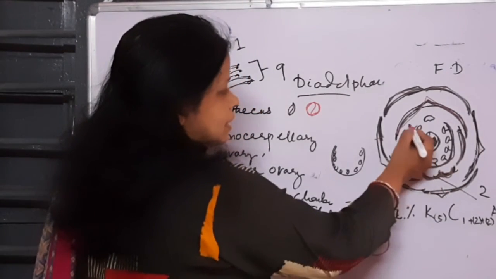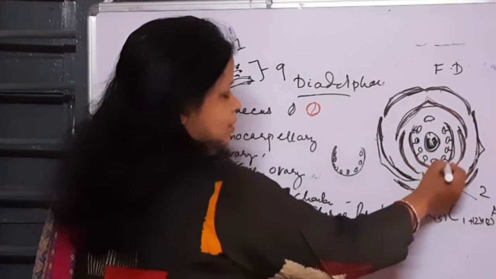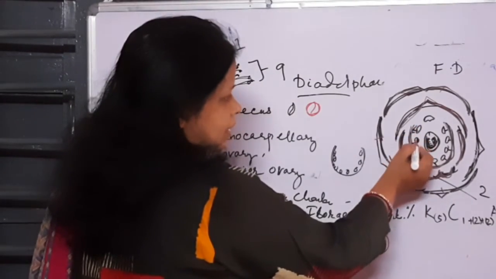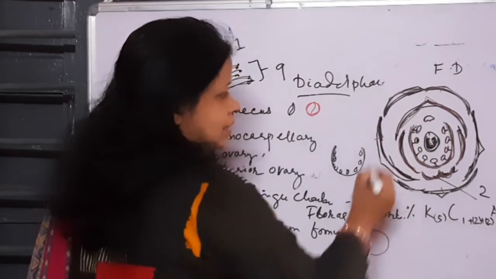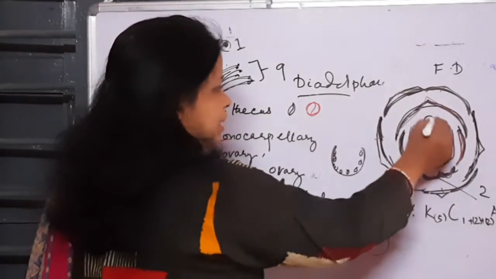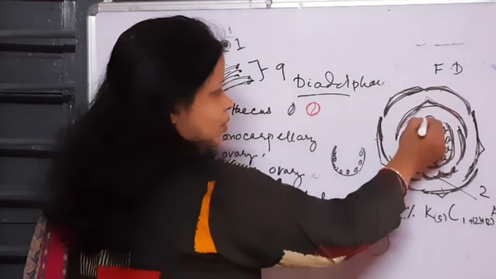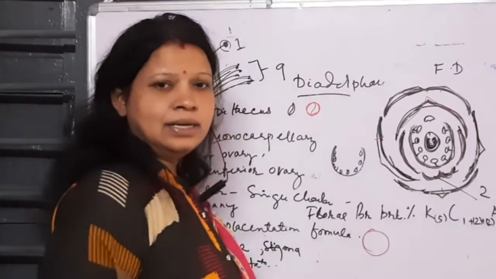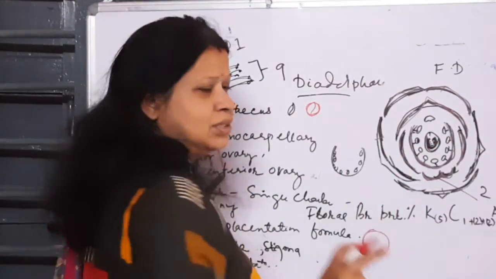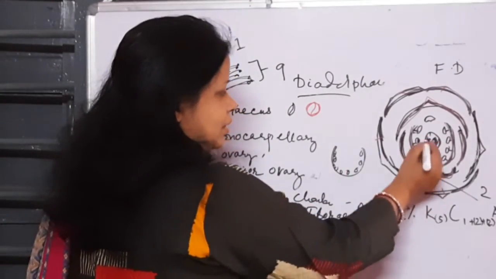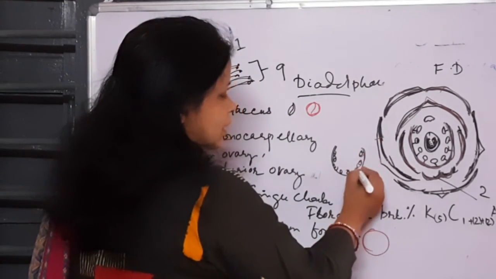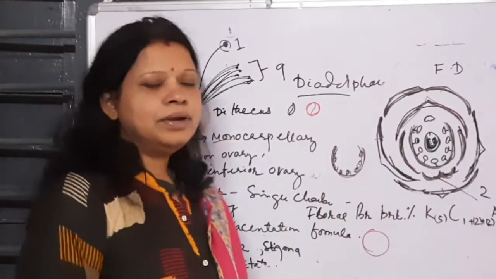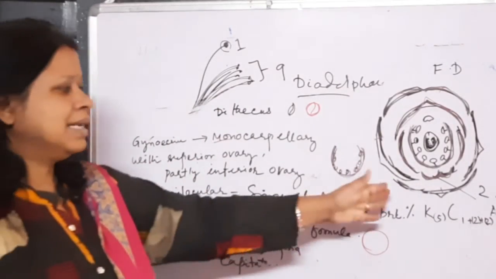Then inner to this is the ring of stamens. So 9 stamens are present in a single bundle, arranged in a single ring, and this is the 10th stamen. So the number of stamens is 10, arranged 1 plus 9. Next, inner to this is the TS of ovary, that is a single-chambered or unilocular ovary. Inside the unilocular ovary there are many ovules in marginal placentation. So this is all about the floral diagram of Pisum sativum.